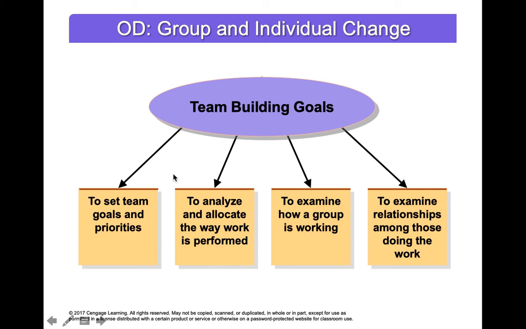And with team building change, you have to set team goals. Team building goals are to set goals and priorities, analyze and allocate work, and examine how a group is working. Do they work well together? Do they work independently? Is there a lot of conflict? These are more about the relationships, but do they work effectively together? Are they productive? Are they creating? Are they coming up with a product, or whatever they're doing, project work, coming up with solutions together? Are they cohesive? Those kinds of things.